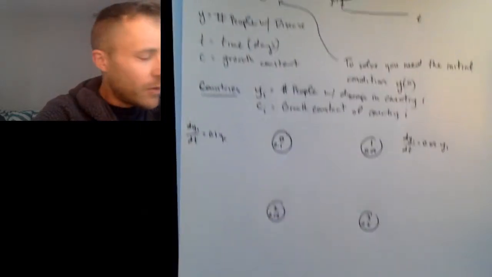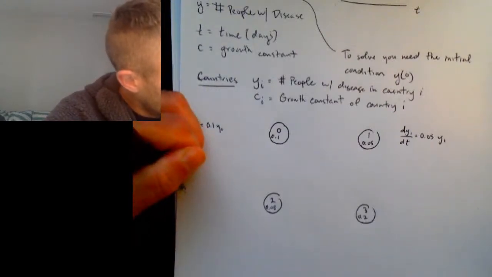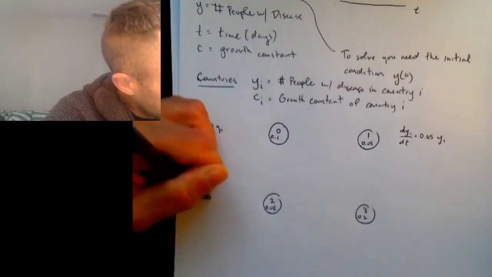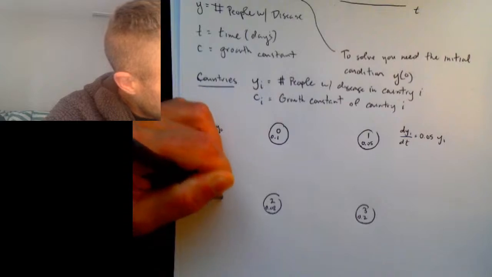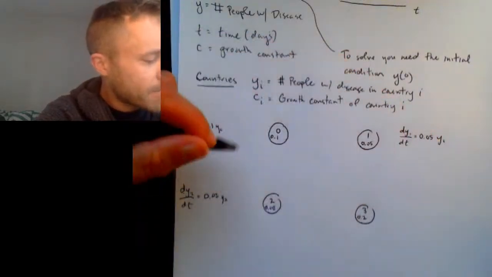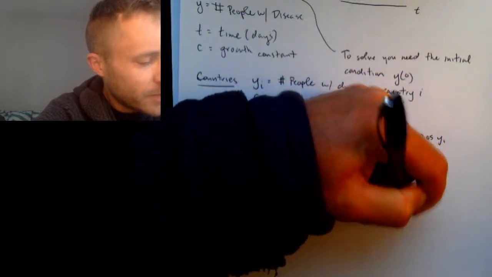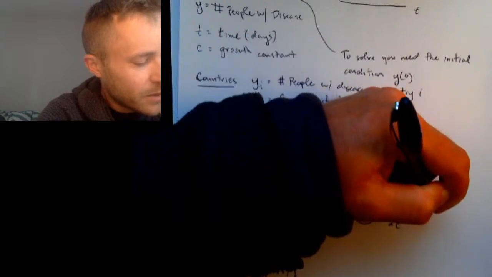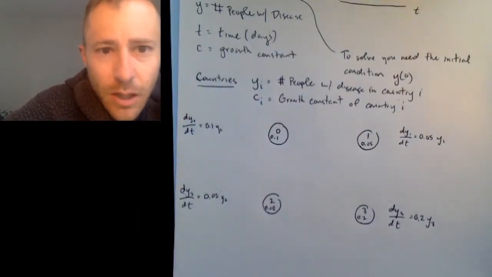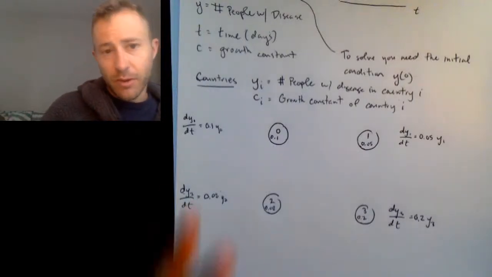Okay. And then the rate of growth of country 2's disease with respect to time is going to be 0.08 times y2. And then the rate of growth of country 3's disease with respect to time is going to be 0.2 y3. All right? So that is if each country, okay, is completely separated from every other country.